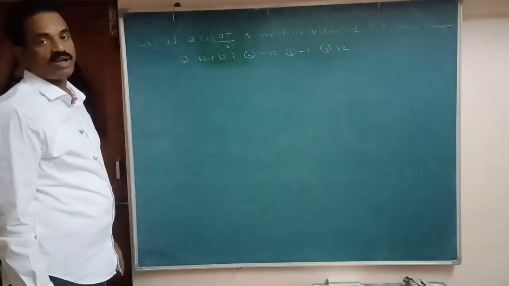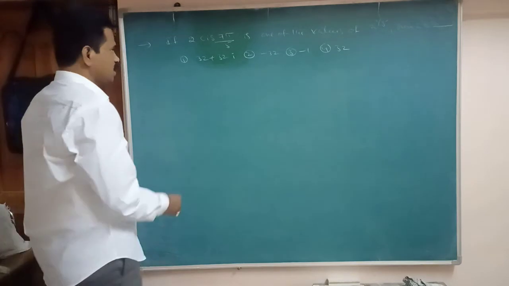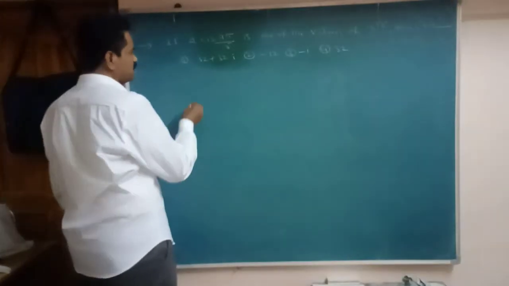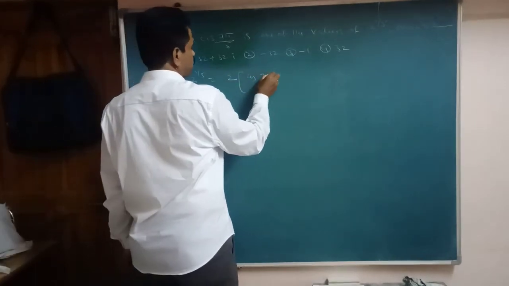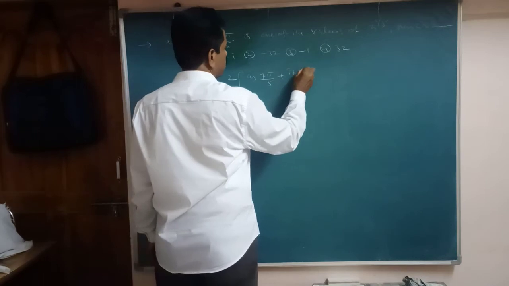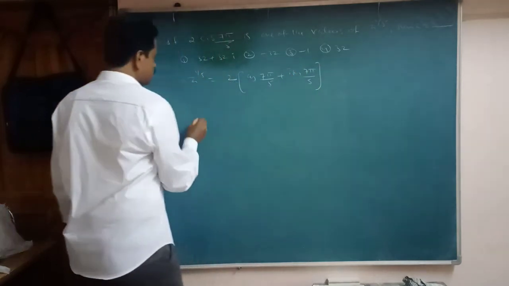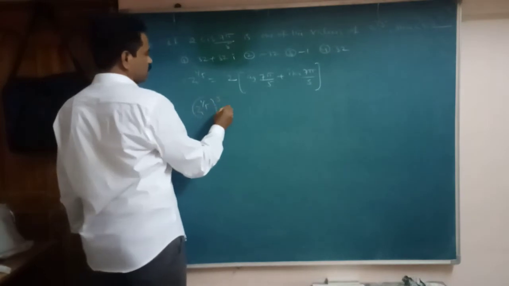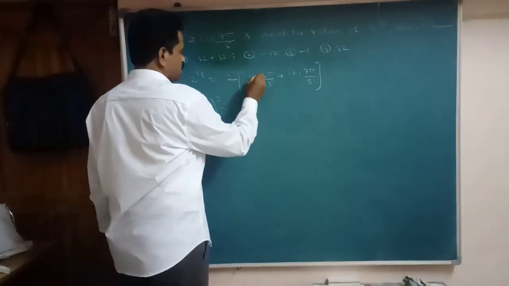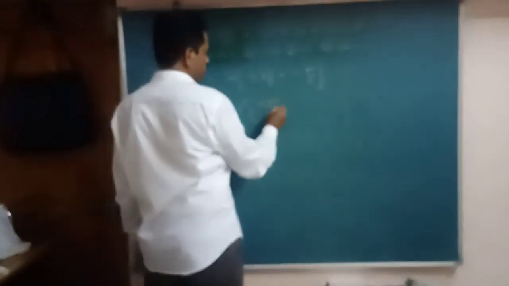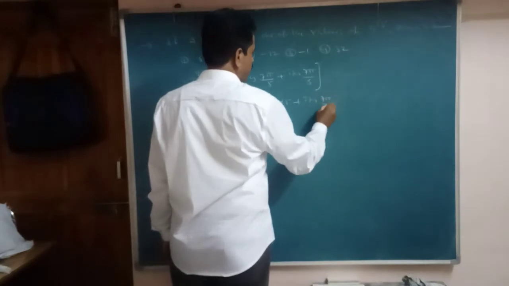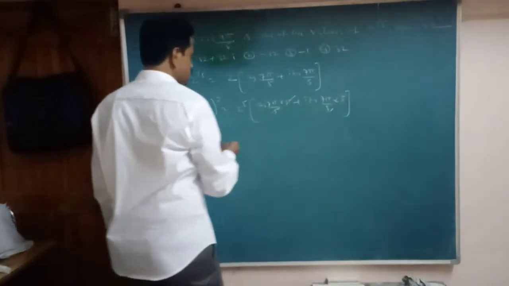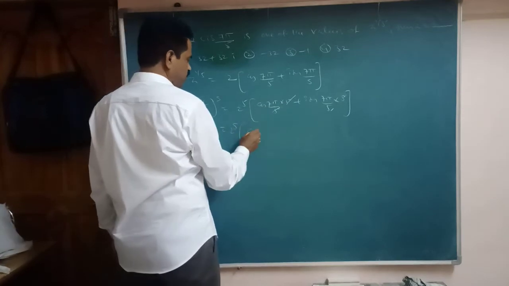So what is given here? 2 is 7 pi by 5 is one of the values of z power 1 by 5. So here z power 1 by 5 is 2 into cos of 7 pi by 5 plus i sin of 7 pi by 5. Here z power 1 by 5 whole power 5 equal to, it will become 2 power 5 into cos of 7 pi by 5 plus i sin of 7 pi by 5, by the De Moivre expansion, into 5. 5 cancels.